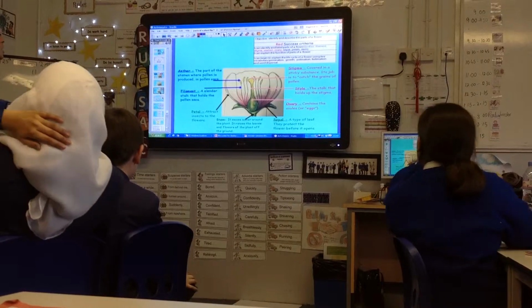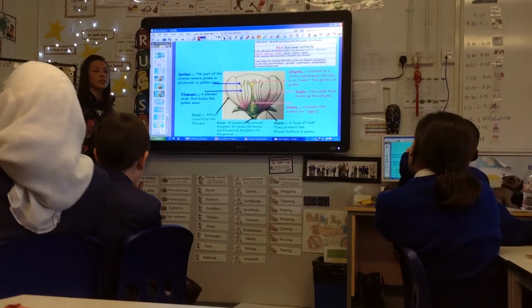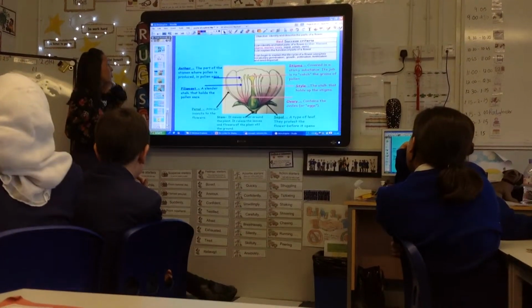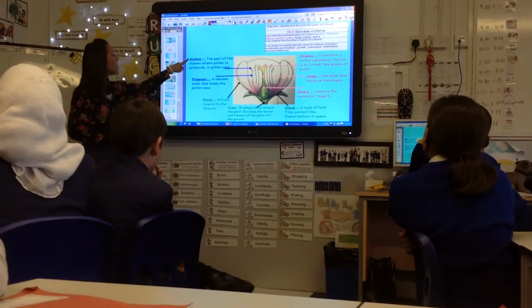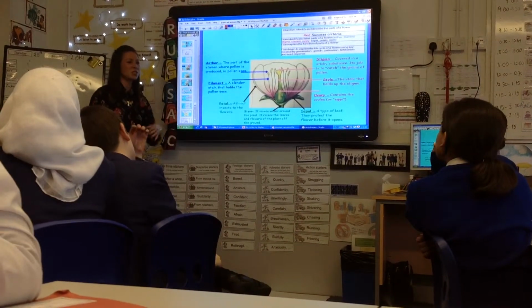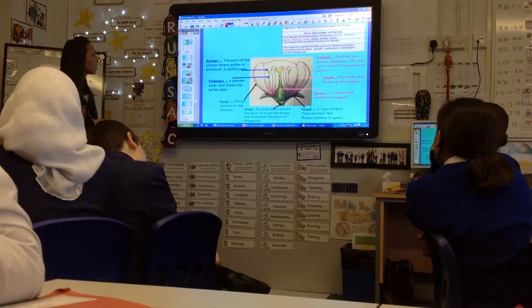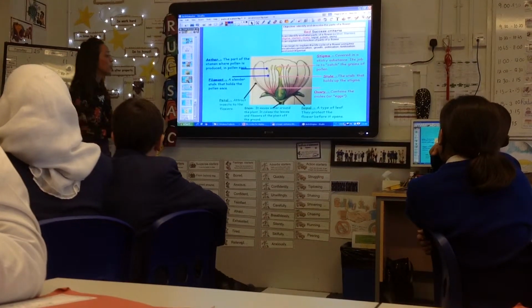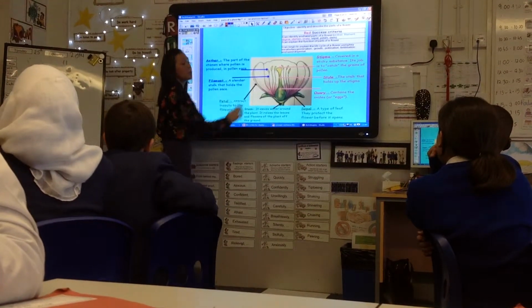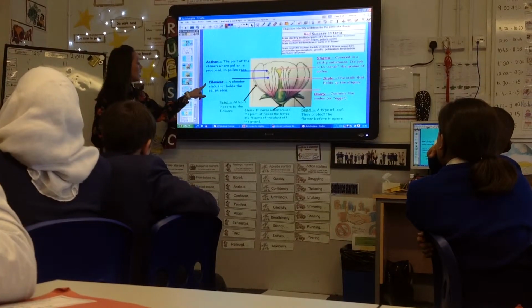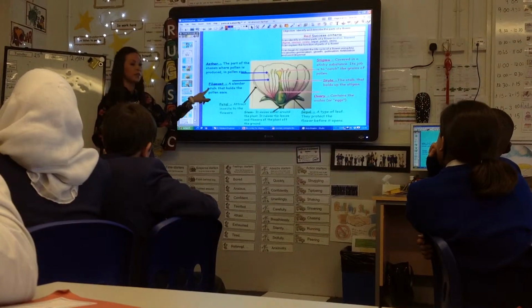Let's actually just learn what are the functions of these parts. So we've got the anther. Lamra, can you read out the anther and the part? What does it actually do in the flower? The part of the stem where pollen is produced in pollen sacs. Good, so you can see here where pollen is produced and in pollen sacs. So that's called the anther.